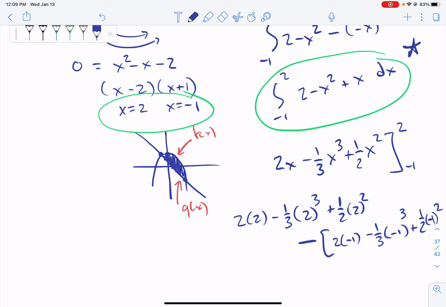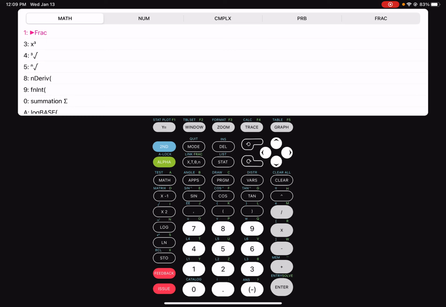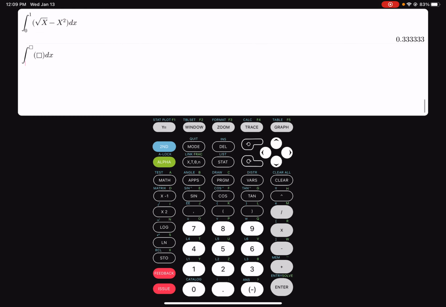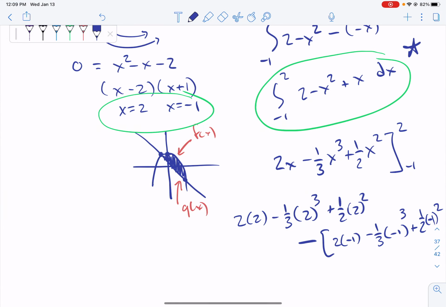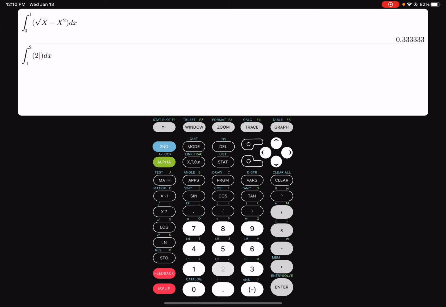So I'm going to do the 2 minus x squared plus x. I'm going to go math. I'm doing an integral. And I'm going from, what did we decide? Negative 1 to 2. And my integral, I'm doing x. No, I'm not. Now I forgot what it was. 2 minus x squared plus x. So 2 minus x squared plus x, and it gives me 4.5.